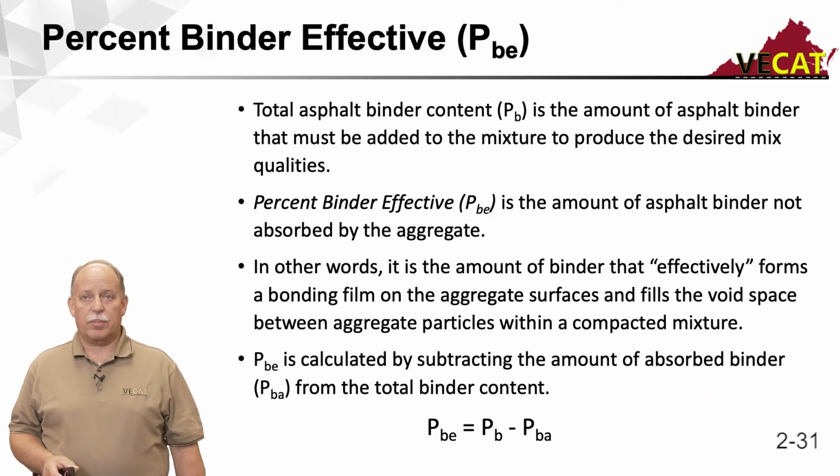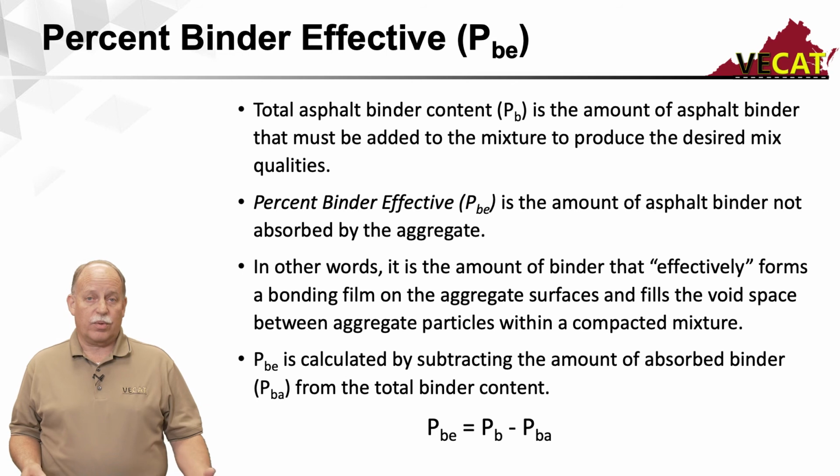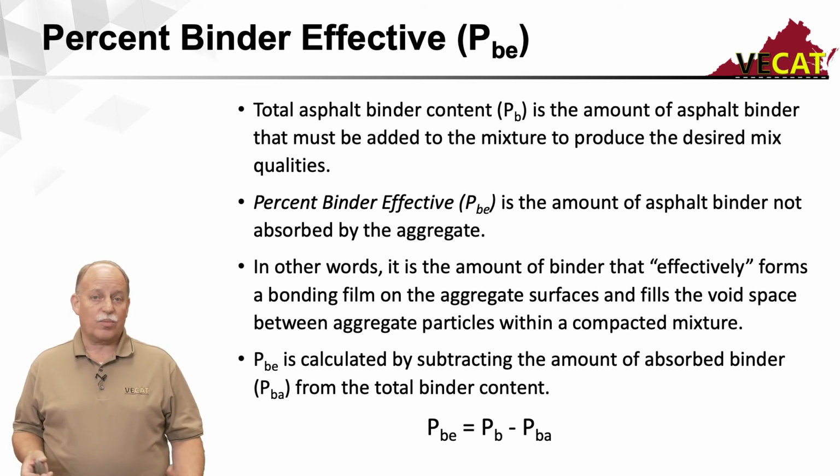So again, we talked about a minute ago the percent binder that's effective. That's the total asphalt binder. That's the amount of binder that must be added to the mixture to produce the desired mix qualities. It's the amount of binder that's not absorbed by the aggregate. We've talked about that numerous times now. So keep in mind that the effective binder is that binder that's not absorbed by the aggregate. So it's the amount that effectively forms that bonding film.